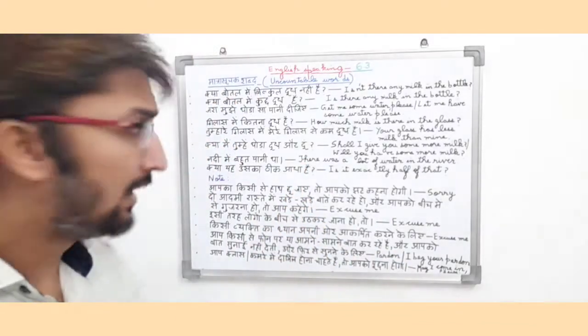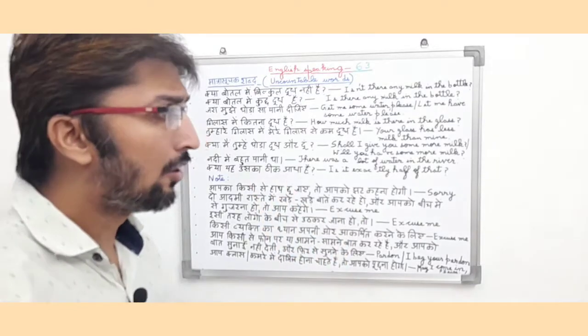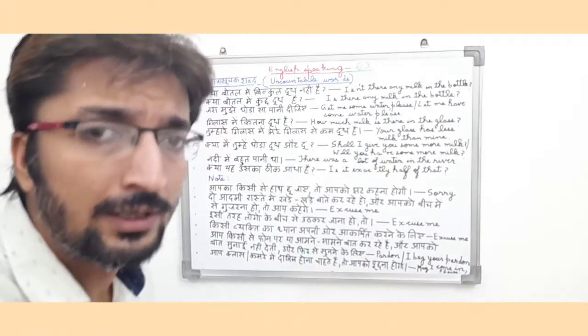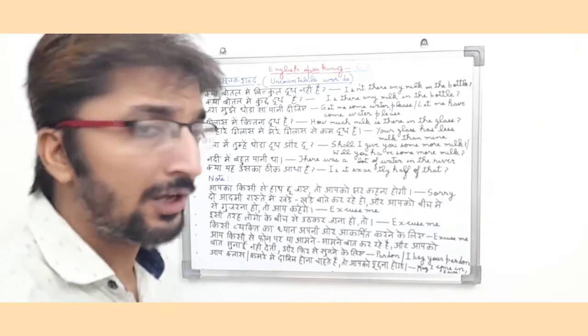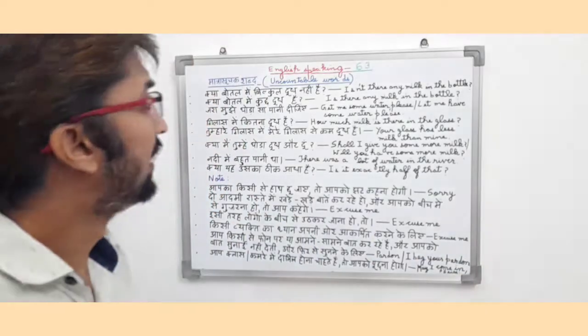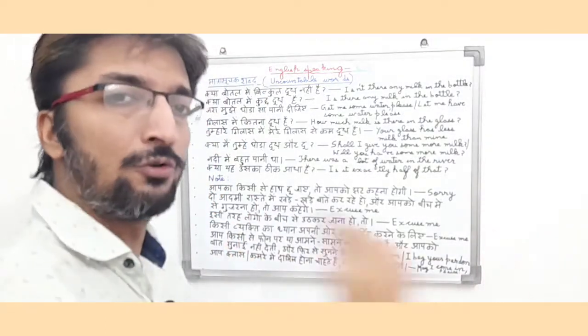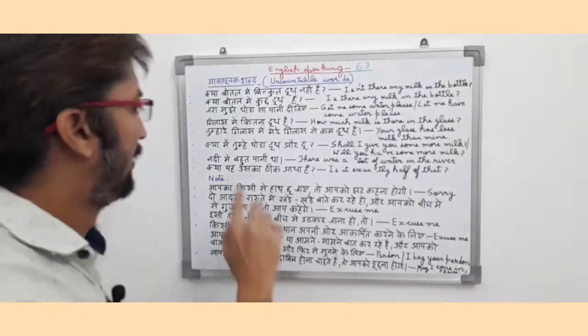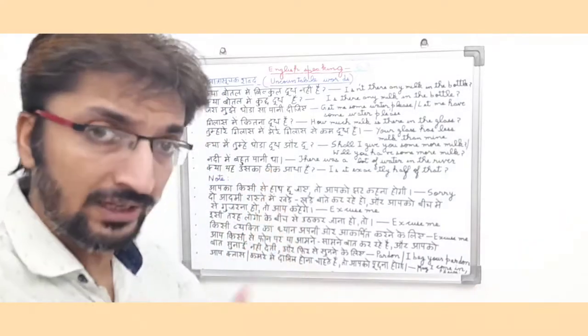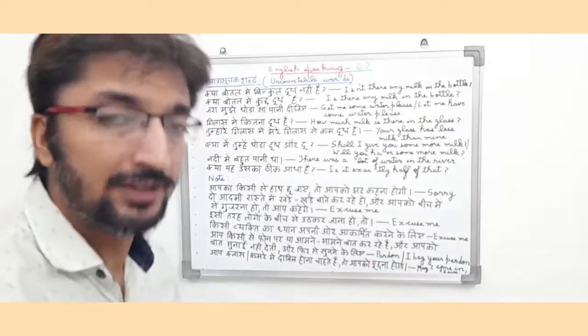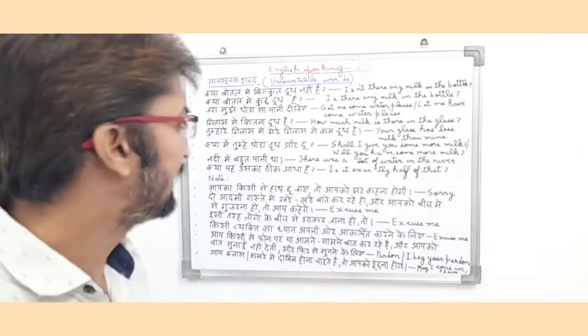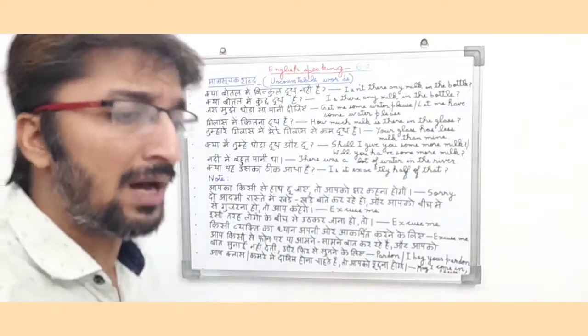Now it converted into English. Shall I give you some more milk or will you have some more milk? So it converted into future interrogative sentence, and it is an uncountable words because there is no fixed amount of milk in the glass. नदी में बहुत पानी था. So in English it means there was a lot of water in the river. So the friends, basically the sentence means नदी में बहुत पानी था.